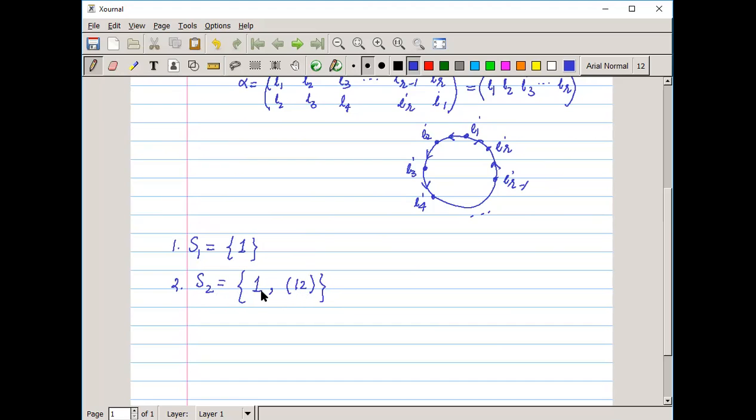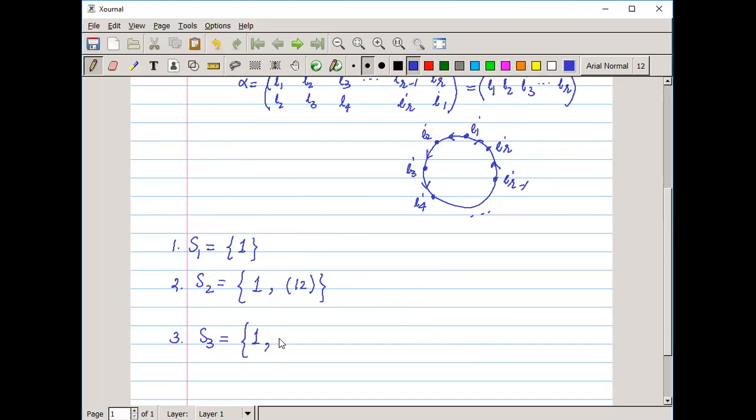So this S2 is a permutation group that contains two elements. One is the identity mapping, which we shall denote by 1, and another is the cycle of this nature: 1 goes to 2 and 2 goes to 1. So it will contain only these two elements. Now similarly, S3 is a permutation group with 6 elements, because 3 factorial is equal to 6. So it will contain 6 permutations.